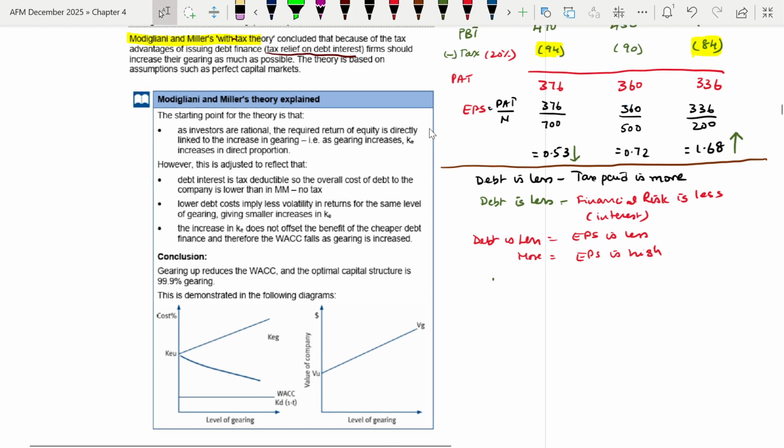Now, what will happen? If equity is more, EPS will be less. If equity is less, EPS will be high. You have to understand this. We should have a clear picture. It's not just that we are talking in terms of statements. We have to convert the statements into numbers and make a conclusion.